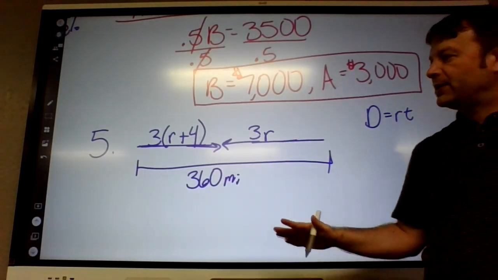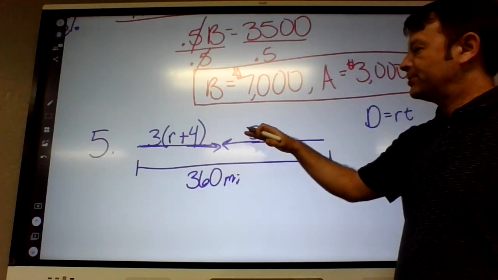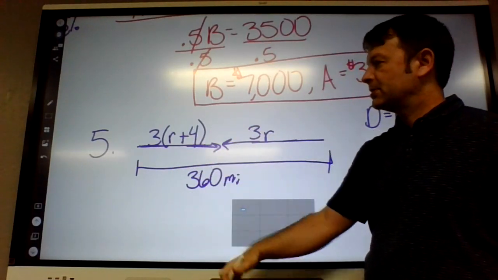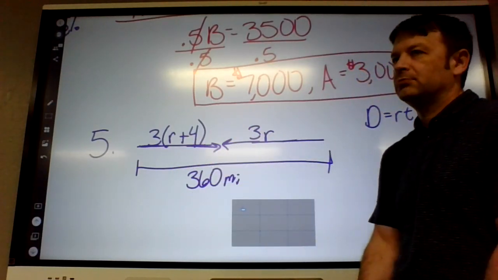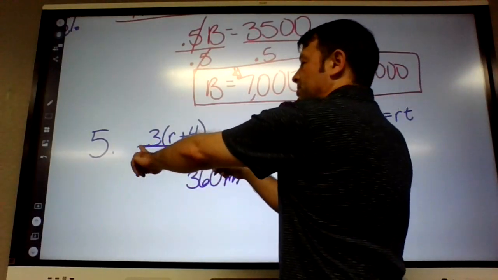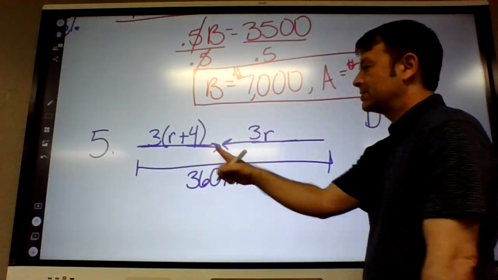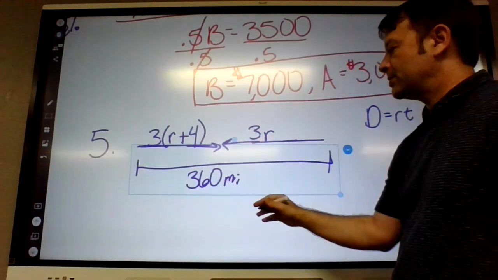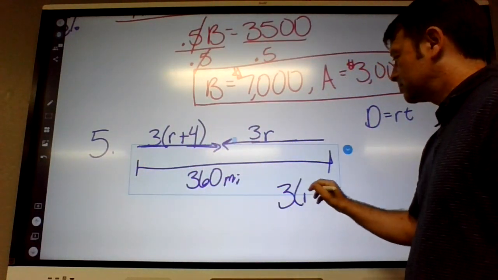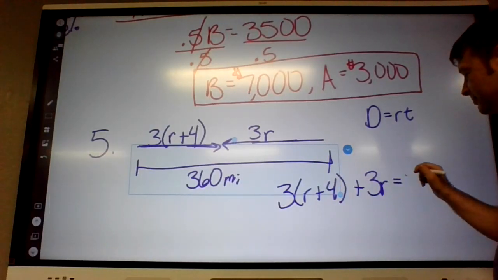Okay, now we plugged all the info in. What's the relationship between these 3 distances? The tops plus each other equal 360. R plus 4 plus 3R equals 360. Yeah, this car's distance plus this car's distance equals total distance. So that plus that equals that. That's a fact. I like that. This is easy.